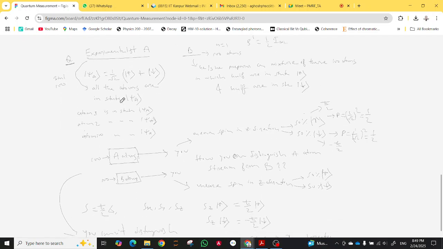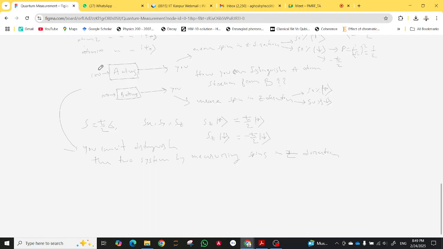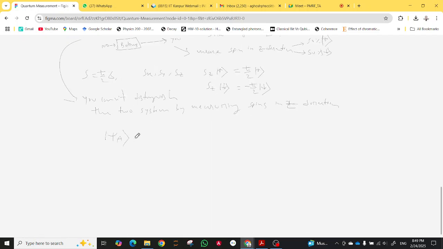Why x direction? Because just look at the state psi A. Psi A is given by 1 by root 2 up plus down. Can you recognize this state? This is one of the eigenstates of the Sx operator, right? So you have this Sx operator given by h cut by 2 sigma x, right? So this is h cut by 2 times the matrix 0 1, 1 0.